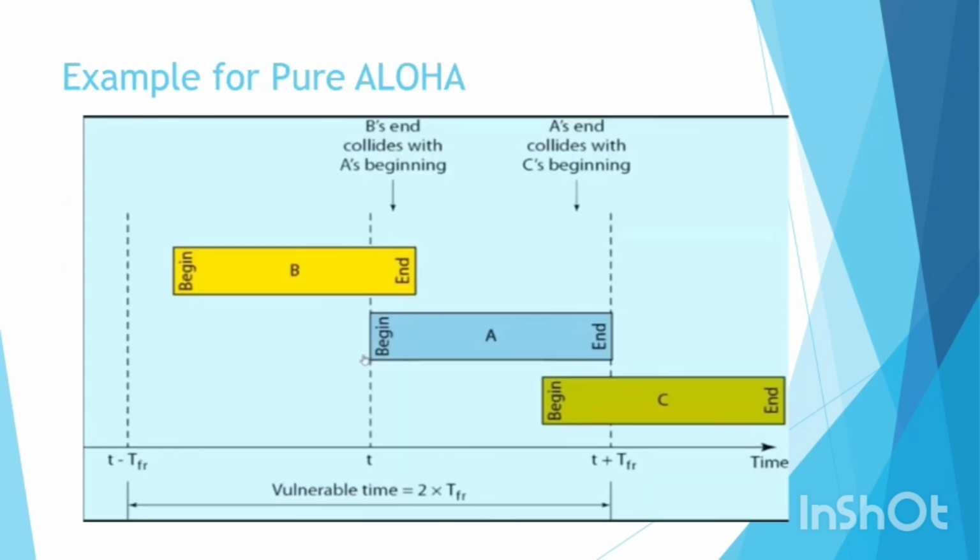This is an example of pure ALOHA. Here there are stations A, B, and C. A begins and A ends, B begins and B ends, C begins and C ends. So they travel within particular times. Where A and B meet, their collision begins, and where A and C meet, A ends and collides with the beginning of C.